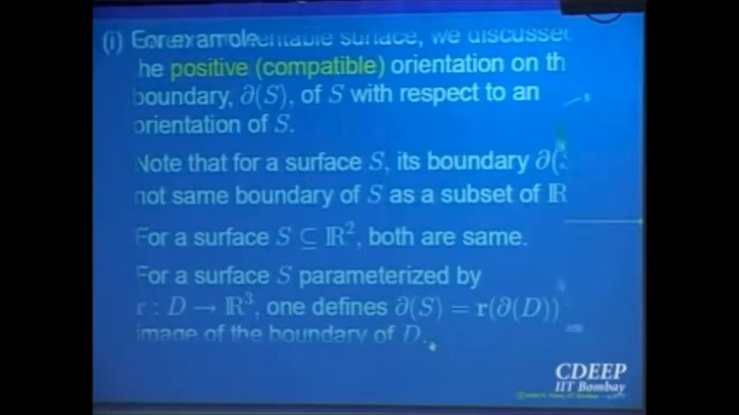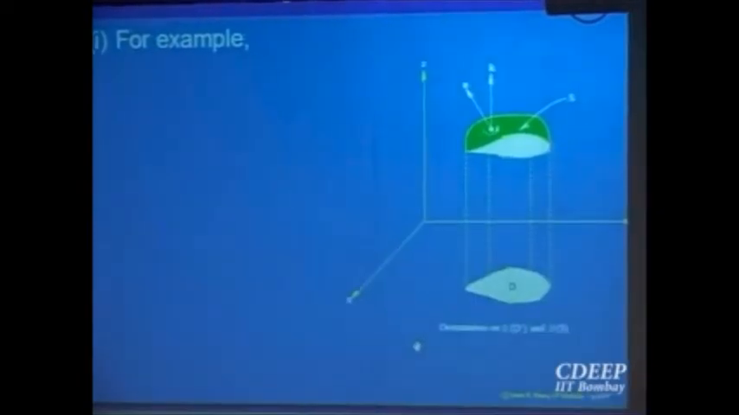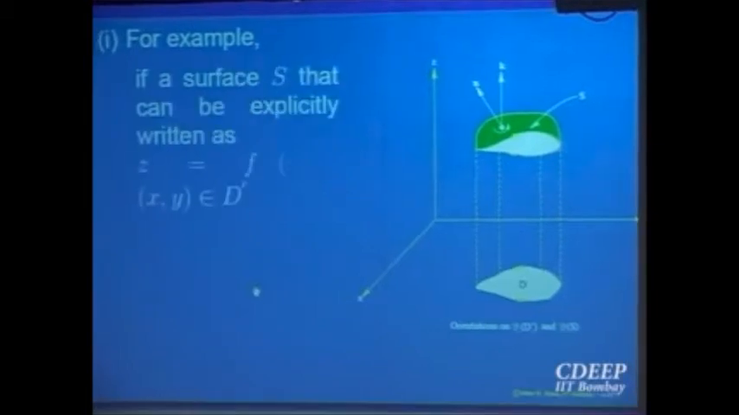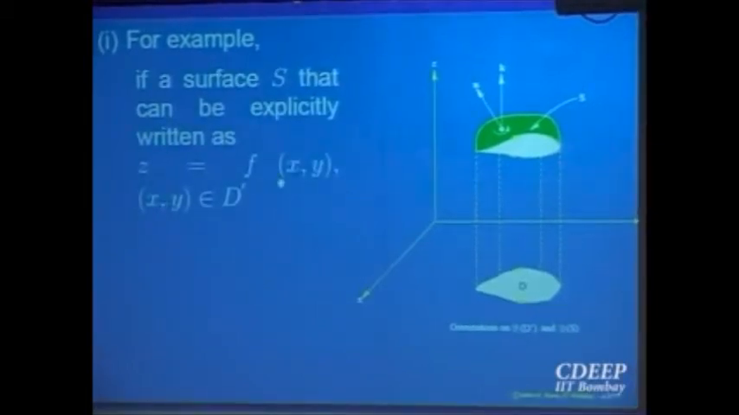For example, let us look at the case where the surface is given explicitly in the form z = f(x, y), where (x, y) belongs to D.